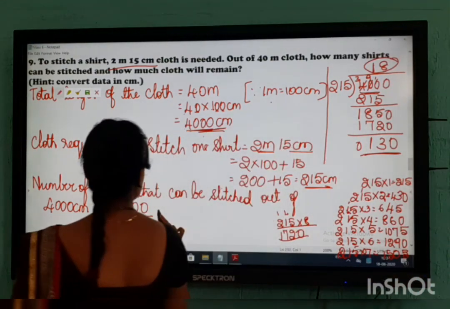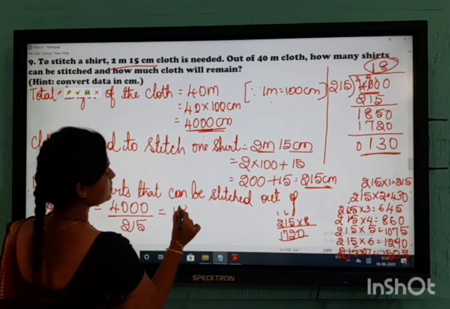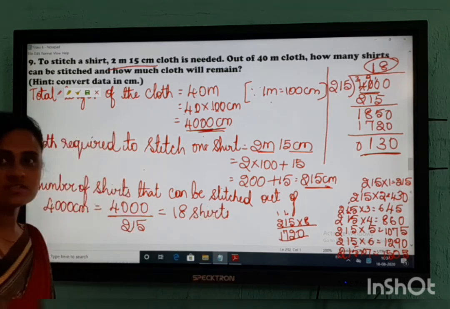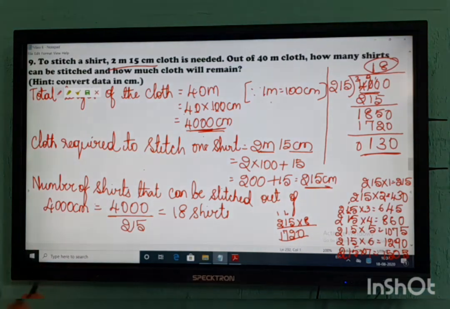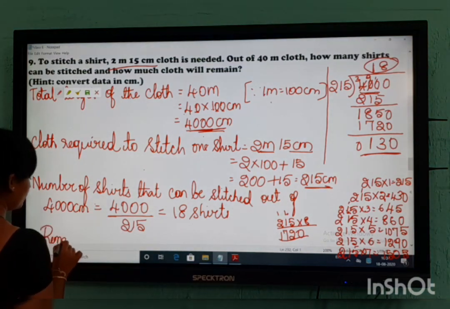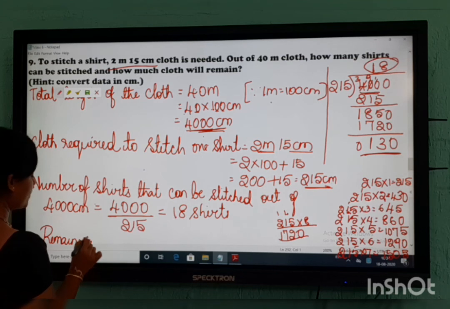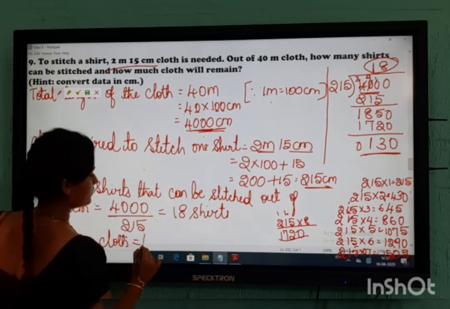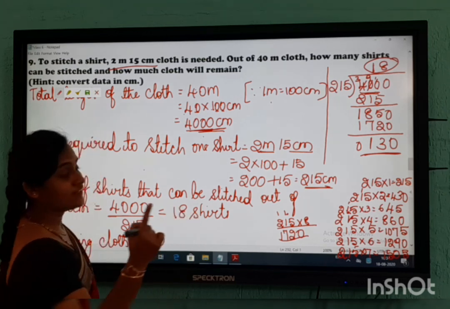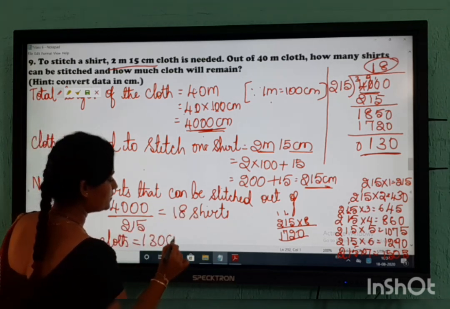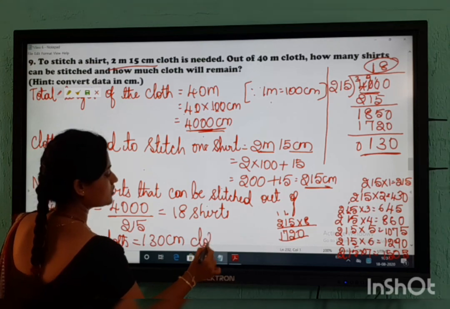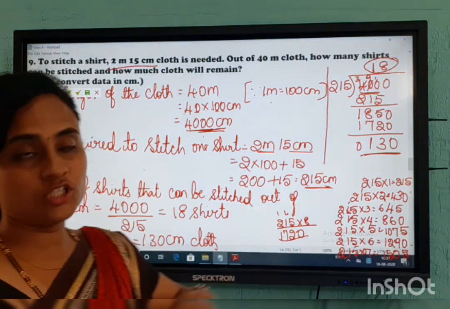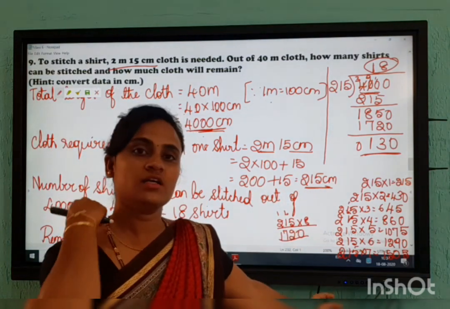So what is the quotient, children? 18. So how many shirts you can stitch is 18 shirts, where remaining cloth. What is the remaining cloth, children? Remainder is nothing but remaining cloth. So what is the remainder? It is 130. 130 what? Centimeters. So 130 centimeter cloth is remaining. Understood, children? Yeah. If you don't know the tables for larger numbers, just do the multiplication and write.